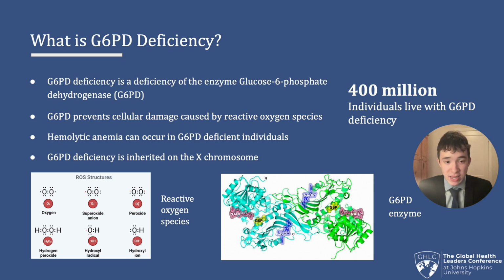G6PD deficiency is also inherited on the X chromosome, so men tend to be impacted more by this deficiency than women. And the deficiency is also the most common enzymatic defect worldwide, with over 400 million individuals living with it, including me, which is why I am very passionate about this topic.